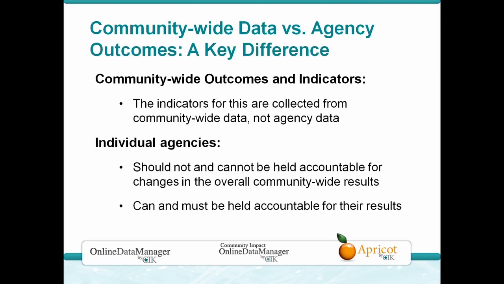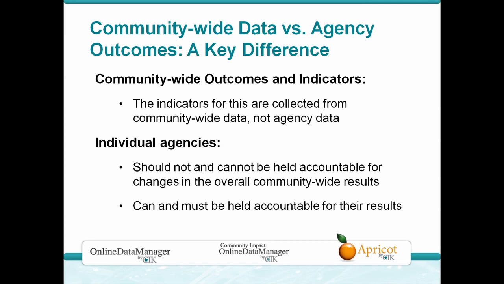But one of the things that's important to understand is that community-wide outcomes and indicators, the data and the results, are collected from community-wide data, not agency data. Sometimes funders try to roll up agency-level, client-level outcome data into the community-wide outcomes, and you really can't do that. You need to find ways to collect community-wide data from school districts, from the census, whatever that may be, to tell you whether you are in fact making a difference in your community.